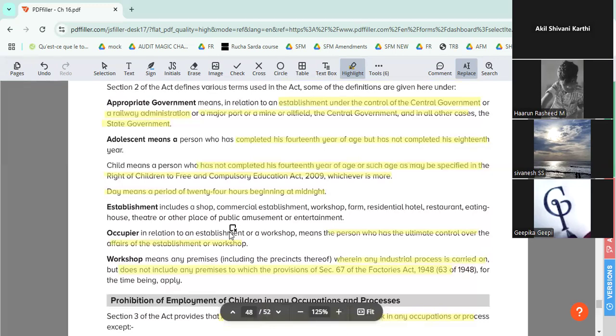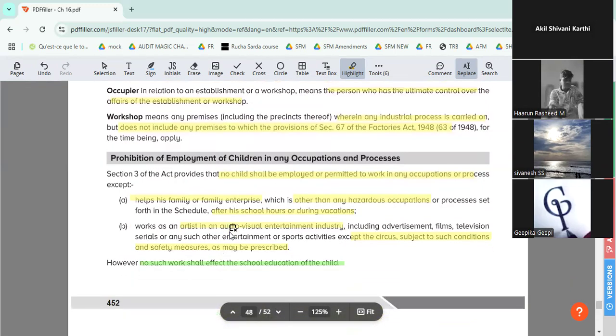Yes, ma'am. Okay. Moving on, you come to prohibition of employment of children in any occupation and process. So when you talk about children, this act tells you that if they are below 14 years, they are called children and they shall not be employed or permitted to work in any occupation or process. That is your section 3. Okay. For this, there are certain exemptions. That is, children may be allowed to work in the following cases.